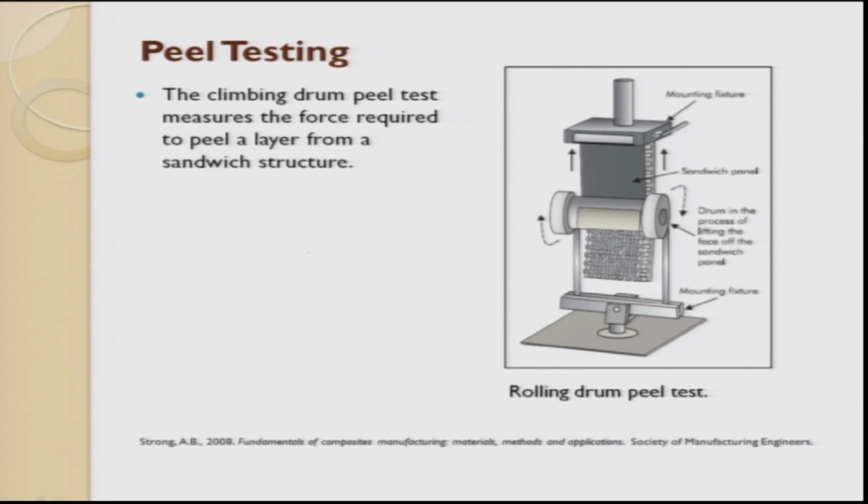So this can be done for a plane, and this is another test called peel testing, and here we try to use a drum. You see a mounting fixture there, and a sandwich panel which is kept here, with a drum in the process of lifting the face of the sandwich panel. It is something like sticking and then peeling it off, and when it peels off, the drum rolls all along, and here the top skin is peeled. Climbing drum testing is also used here. Sensing the interface is very difficult.